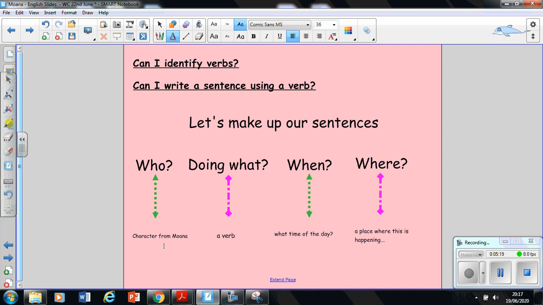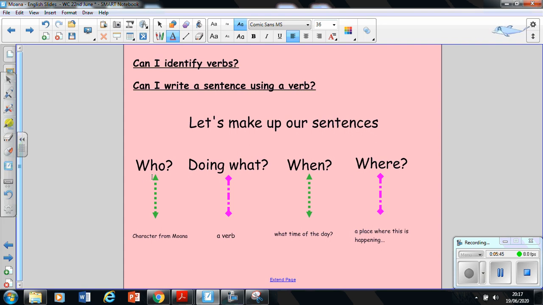Okay? Now for each of these categories, you will have a sheet. Now for your doing what bit, your verb bit, you will already have had your verbs from the previous lesson for this week. Okay? So I hope you have them still. If you haven't, they still are available on the website. So you have a sheet for each of these.